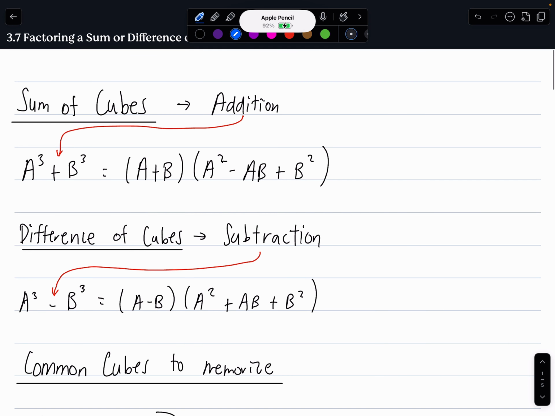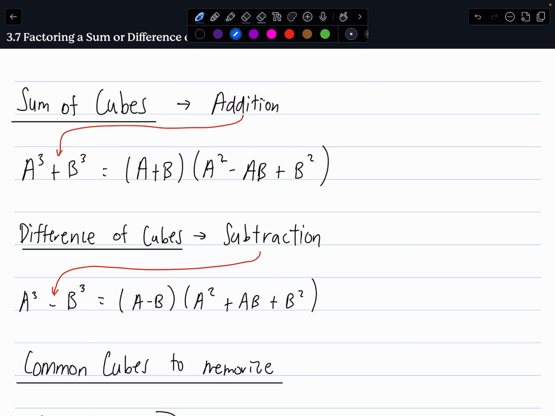So I hope this video meant a lot to you guys. I hope you guys understood the sum of cubes, the difference of cubes. This is an important lesson that you're going to need throughout advanced functions and calculus next semester.